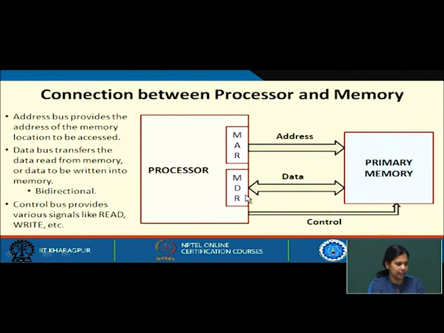Now, you see that the data bus is bidirectional, because we can read data from the memory. The data is coming from the memory to the MDR, and for write, from the MDR the data will go through this data bus into the memory. Along with this, we also require some control signals like read, write, etc.